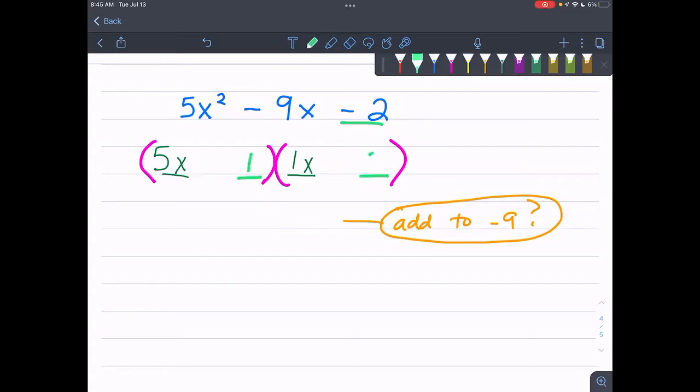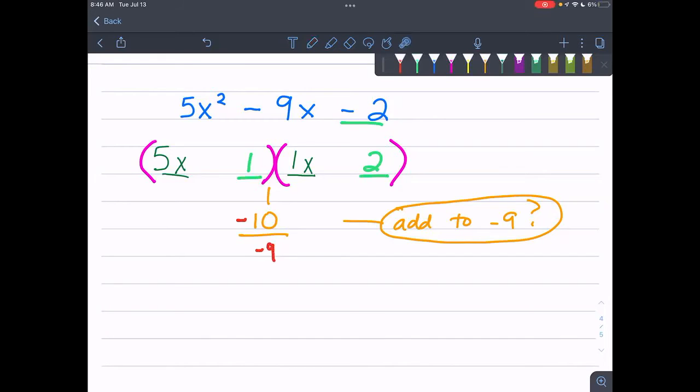Put the 1 first and the 2 second, and then we'll see what numbers we get underneath. So in the middle, when we multiply 1 times 1, be careful you don't put 2. I see that a lot. 1 times 1 is 1. And then on the outside, 5 times 2 is 10. We can make -9 out of that. Which one would need to be negative? 10. Yeah, 1 minus 10 gives you -9.